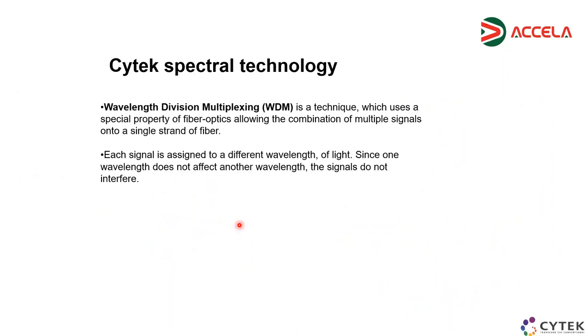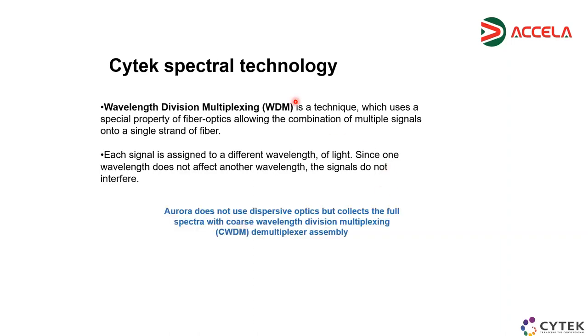What are we going to use here? We are not using dispersive optics, but something called wavelength division multiplexing, which basically uses the property of a single fiber optic to combine multiple wavelengths coming from multiple lasers into a single strand of fiber. So there is the multiplexing phase and the demultiplexing, which basically splits the signal of these different wavelengths into the corresponding detectors.